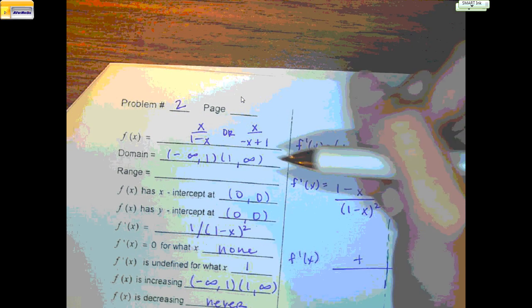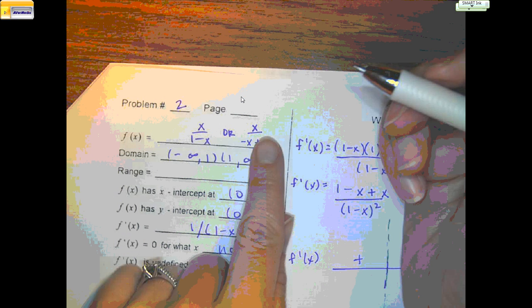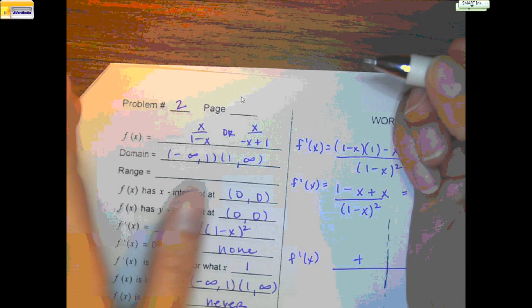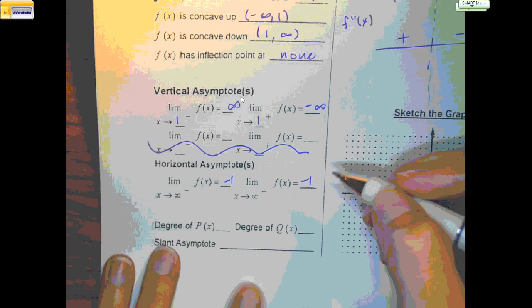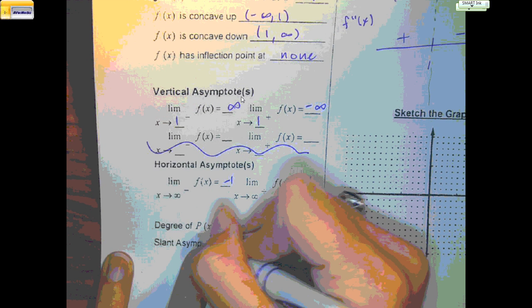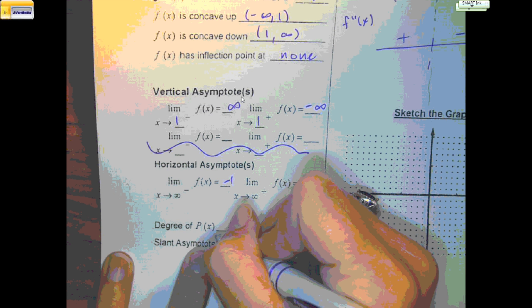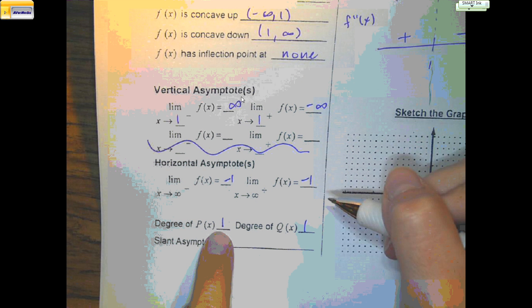Also, you would know, Carson, down here, this is talking about the degree of the top function, which in this case is 1. The degree of the bottom is 1. If the top was 1 larger than the bottom, that tells you there's a slant asymptote. Which in this case, because we have a horizontal one, we know there's not a slant one. Does that make sense, Carson? Okay.